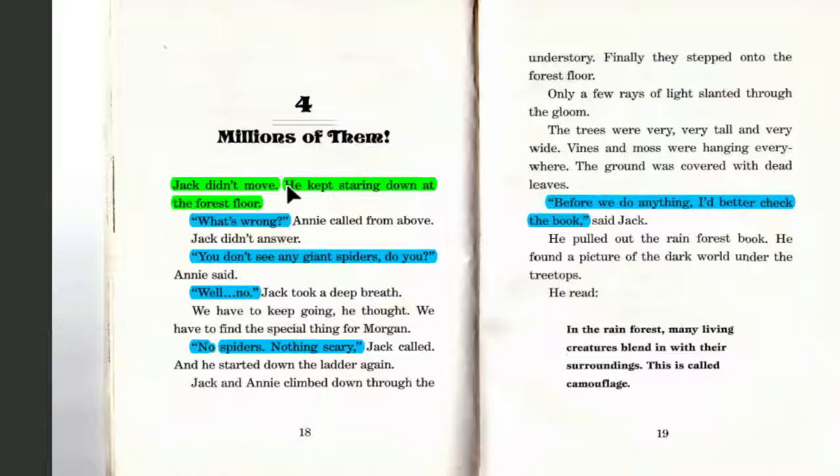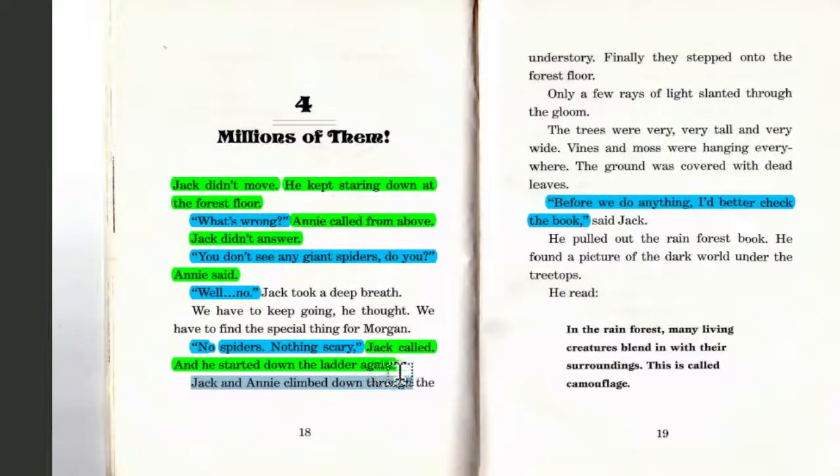Now, actions are fairly simple because most of everything is going to be an action. The only thing to really worry about is don't forget the mental actions, like he remembered something, she thought about something, if it's not a thought and feeling. I mean, that gets a little bit tricky. But the trickiest part is right here. Jack took a deep breath. That is an action, but it shows a feeling, so we're going to leave that alone. We have to keep going. He thought. That's a thought. That's a continuation of the thought. Here's the attribution. Jack called.